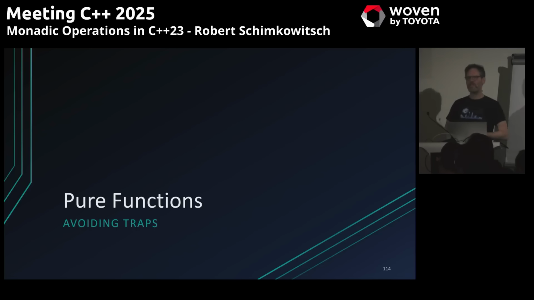But now I'd like to sidestep a little and talk about the topic of using functors and monads, and specifically ranges views, safely. And in my view, pure functions are a key to that. Who knows what a pure function is? For all the others, I'll explain in a couple of minutes, but let's first look at the motivating example again.